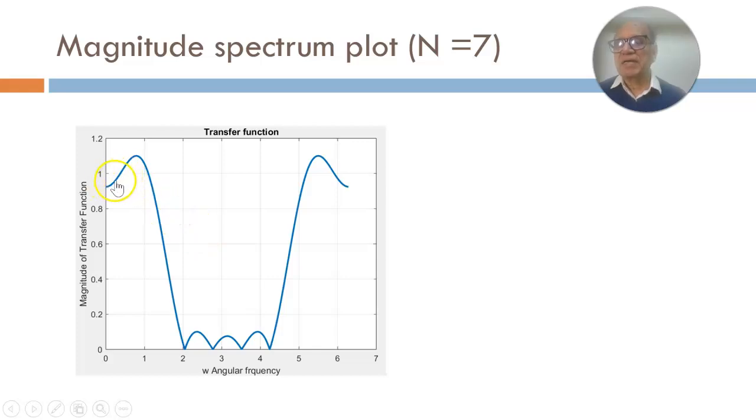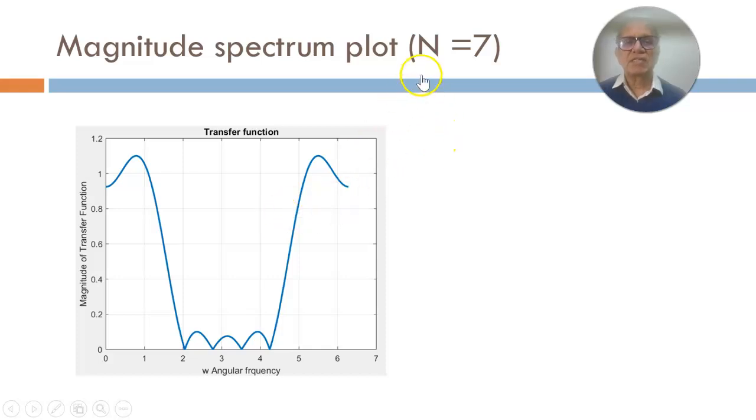Understand that ideally what we want is a brick wall like this. So obviously in this case, since the number of coefficients are only 7, you don't expect a very good frequency response. Alright, so this is what you get with n equal to 7.